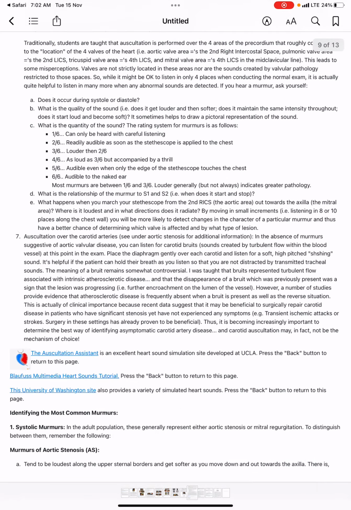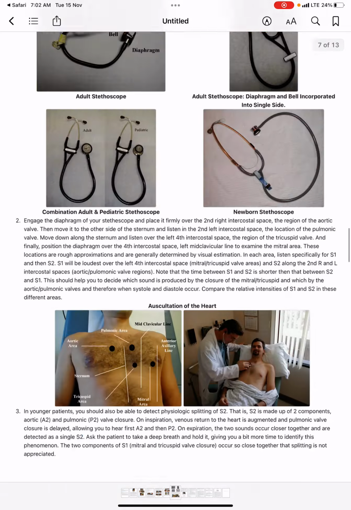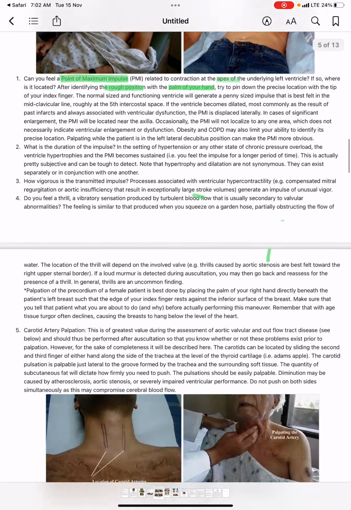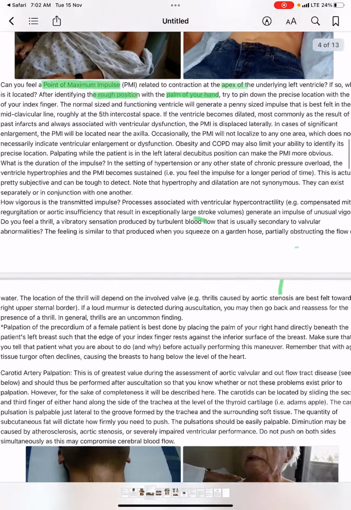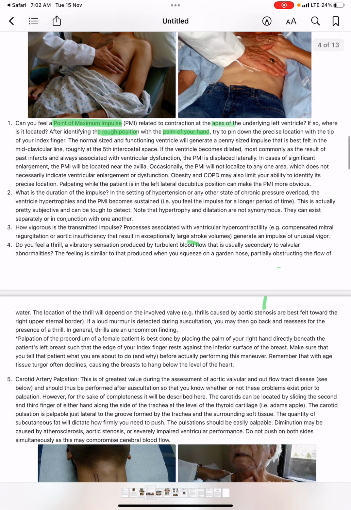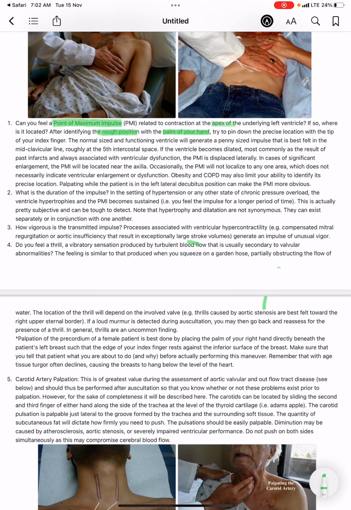A normal sized and functional ventricle will generate a penny sized impulse that is best felt in the mid clavicular line, roughly at the fifth intercostal space.